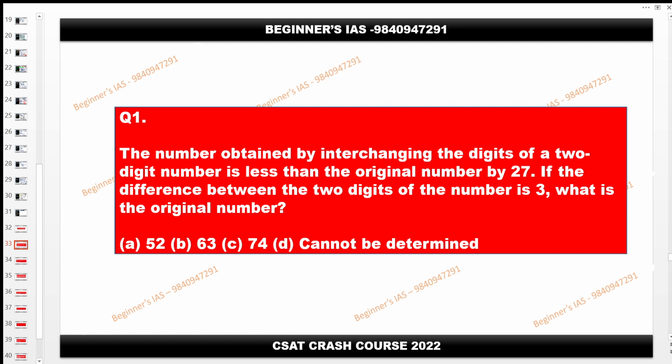How many such? Sir, 63. 63, sir. Why not 52? Why not 52?